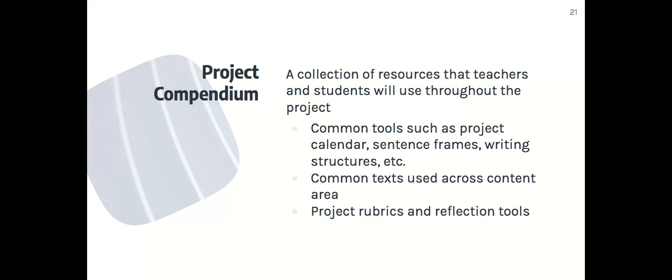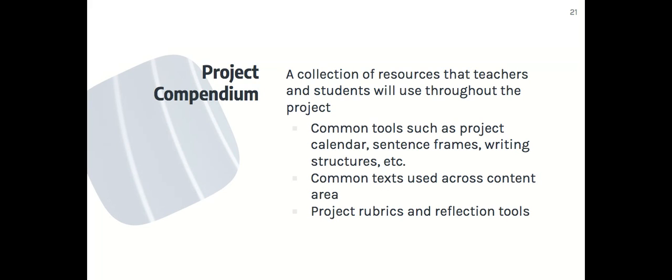So just a couple of suggestions here. One, in thinking about common tools such as a project calendar, sentence frames that you may use no matter what the content area is, writing supports, writing structures. This could also include vocabulary or particular terminology, some of those tools that might be used across content areas for the project as well as beyond the project. In addition to that, you have a suggestion here for common texts that are used across content areas.